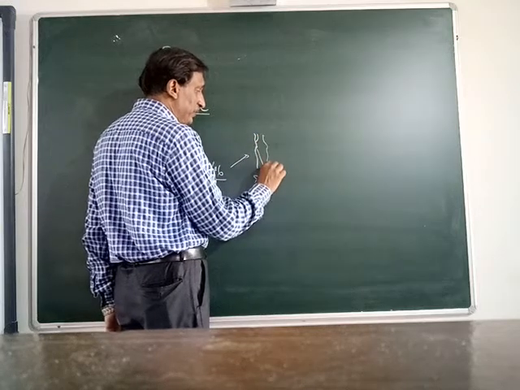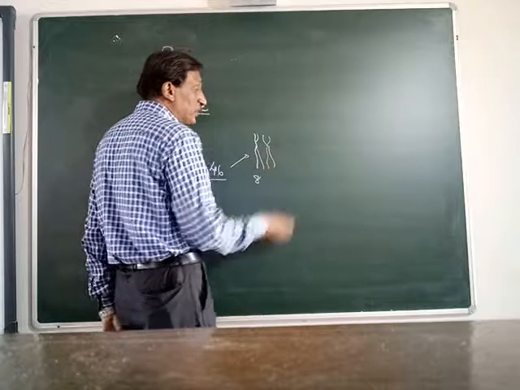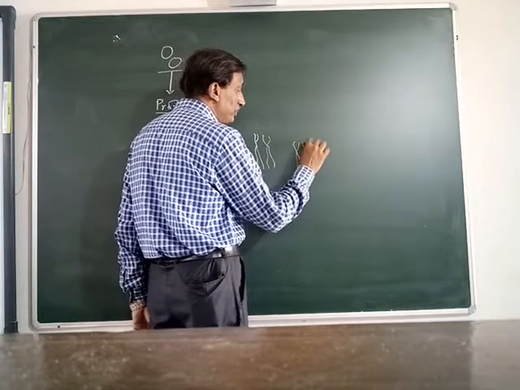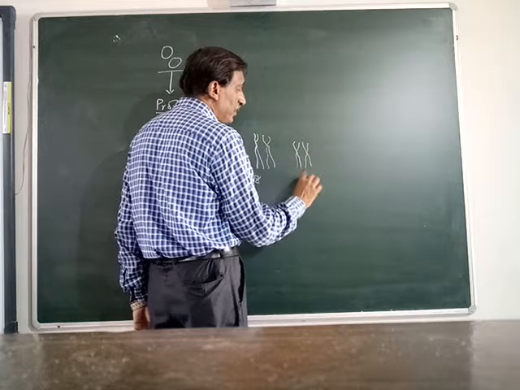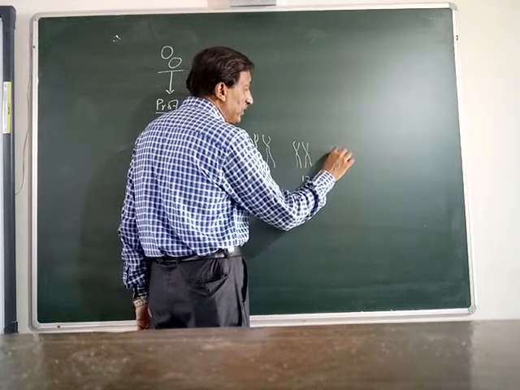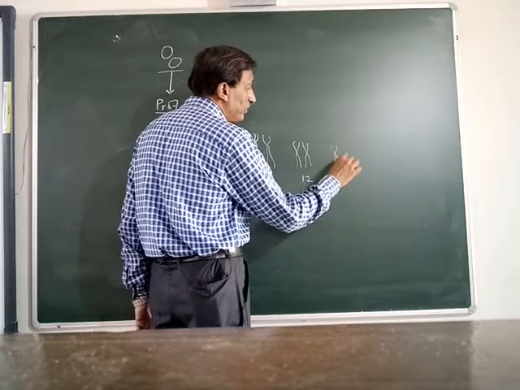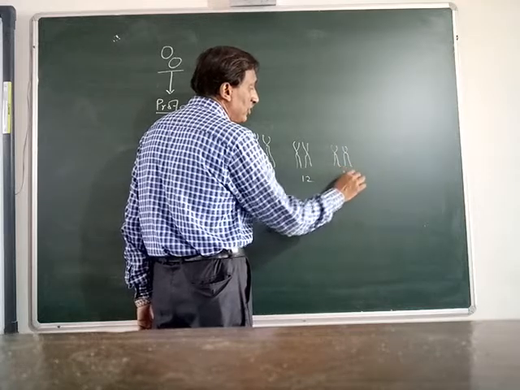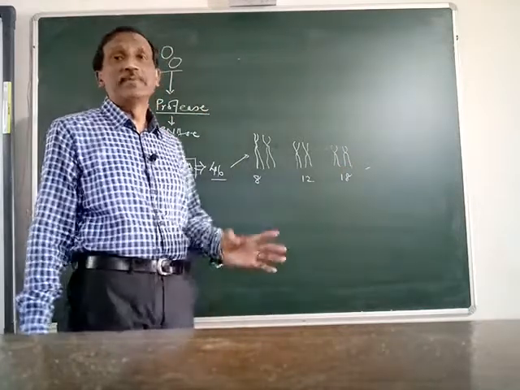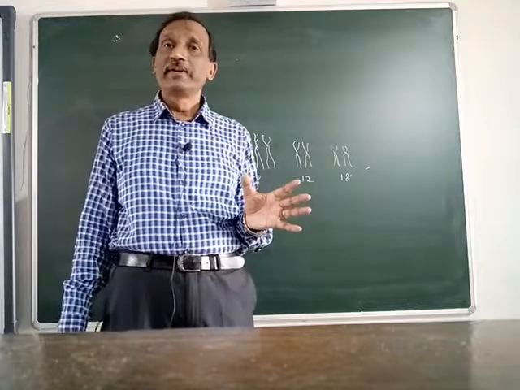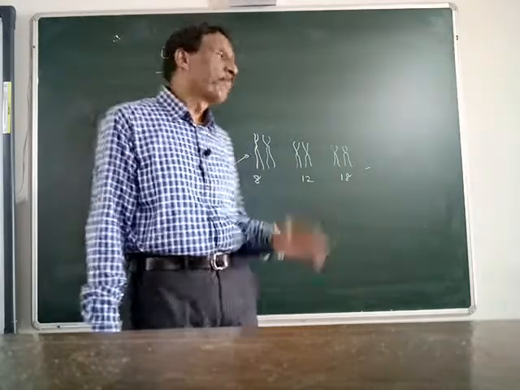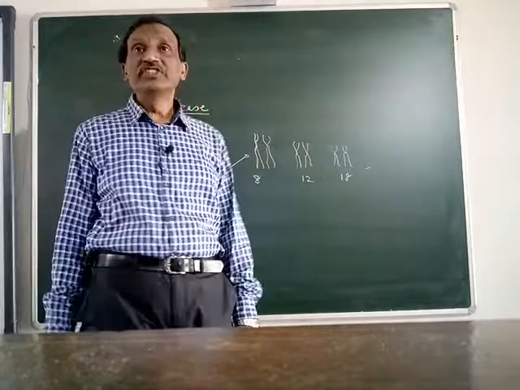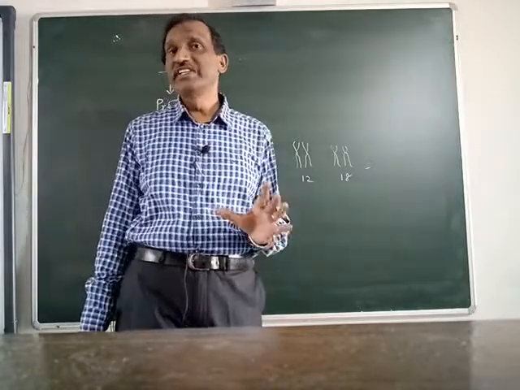Chromosome number 8 pair. Then you are taking chromosome number 12. Then you are taking chromosome number 18. Minimum 2-3 years to take. Now in these chromosomes, by the human genome study, we know where the genes are located.